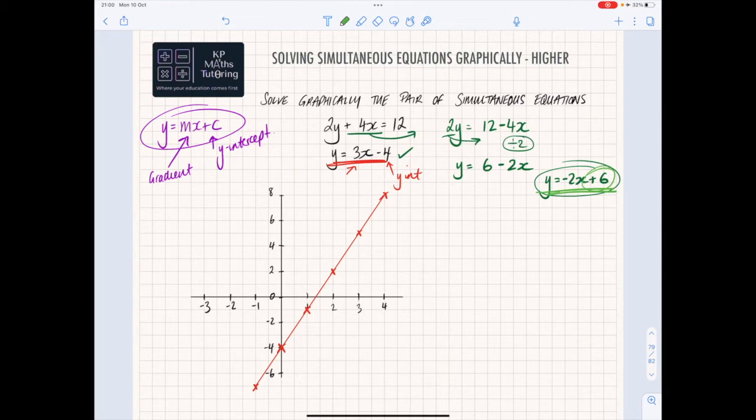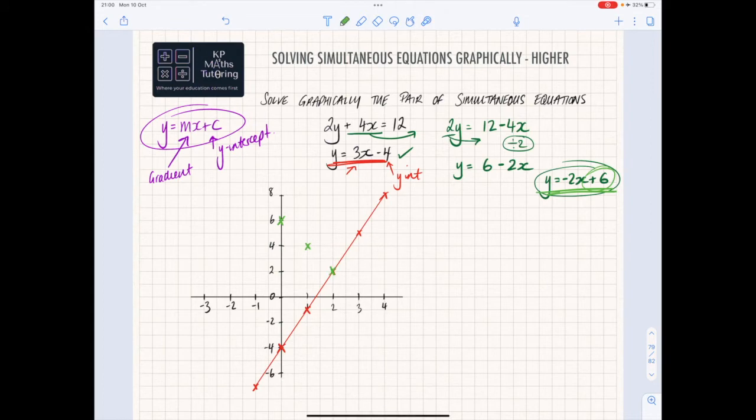So you go to 6, put a cross. You go across 1. Again, I'm going across 1, but this time your gradient's minus 2. So from here, I go down 2. That would be my point. I then go across 1 and down 2.